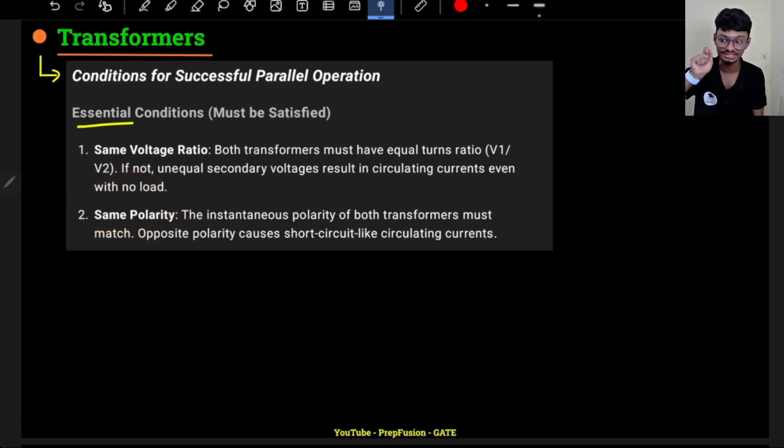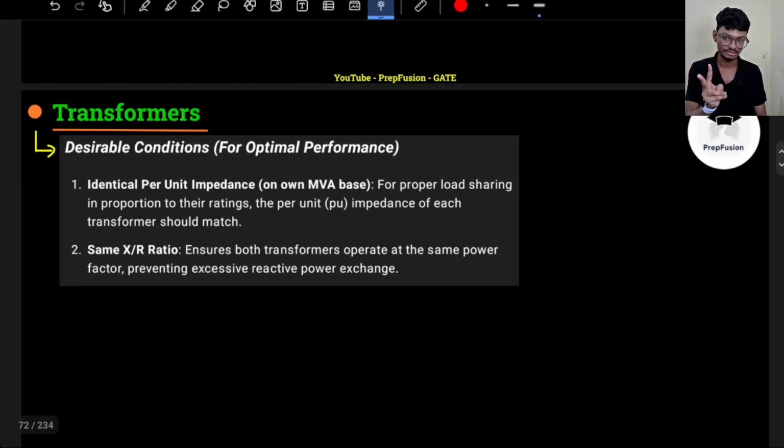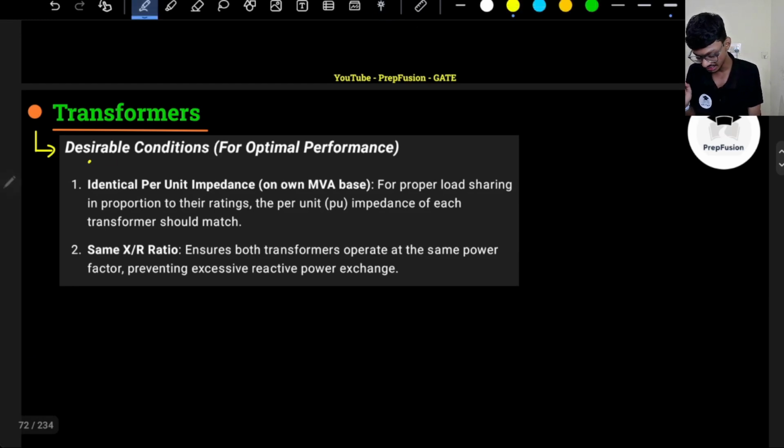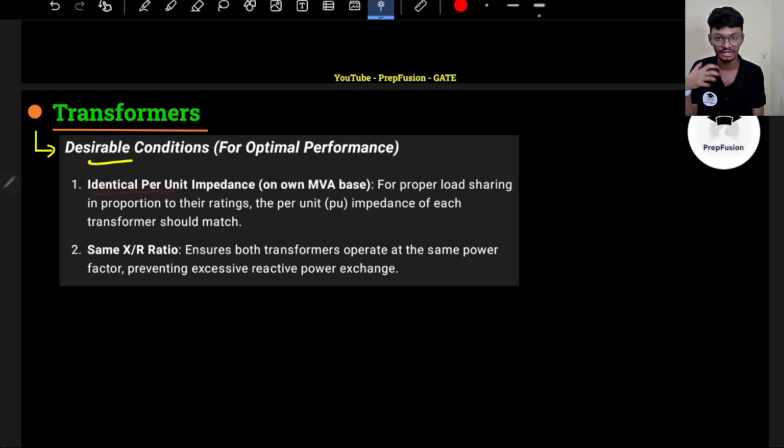That's why the polarity test is very important; that's why we learned the polarity test. I will discuss each of them one by one. Now there are two conditions which are desirable, meaning for better, optimal performance. But it's not that if these are not satisfied, my parallel operation will not work. Parallel operation will work, but for optimal performance I want these to be satisfied, like identical per unit impedance. Whatever the transformer's per unit impedance is, both of them should have the same per unit impedance. Why? I will explain.